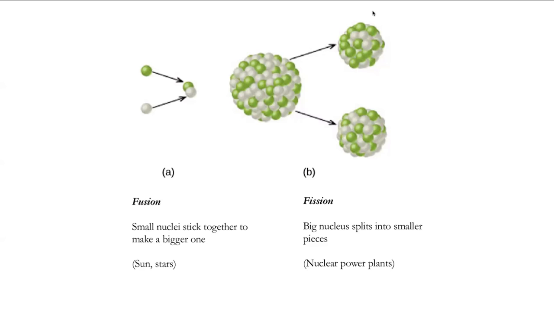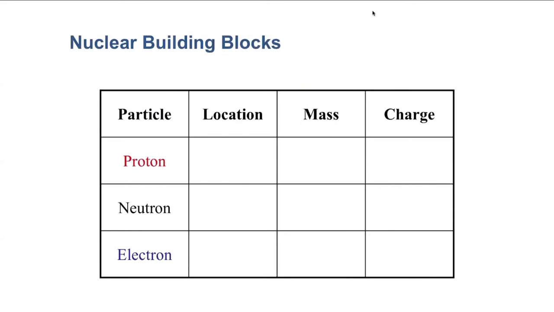Right, so in order to understand how nuclear energy works and how nuclear fusion works, we need to remember our parts of an atom. So what are the building blocks that atoms are made up of? Here's a little chart. There are three things that make up an atom: protons, neutrons, and electrons. Let's talk about where those things are, what the masses of those things are, and what the charges of those things are.